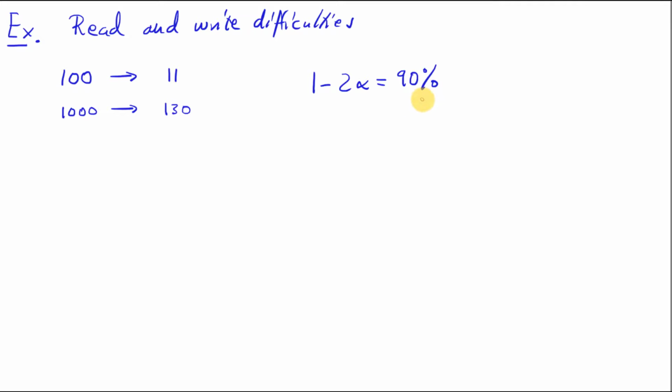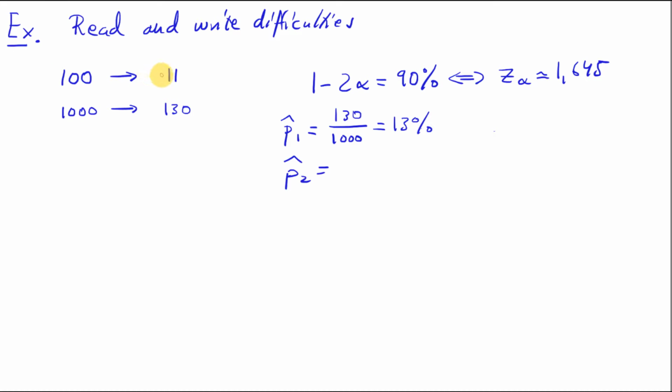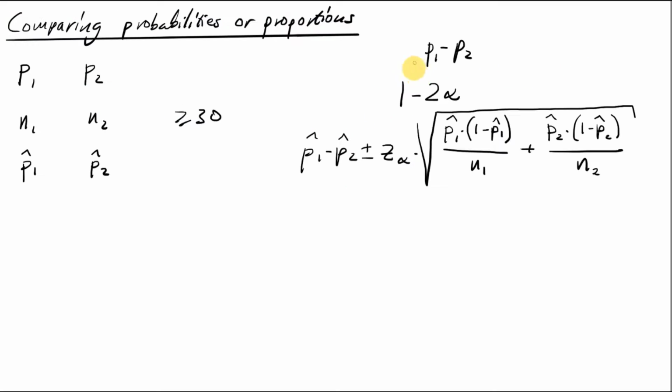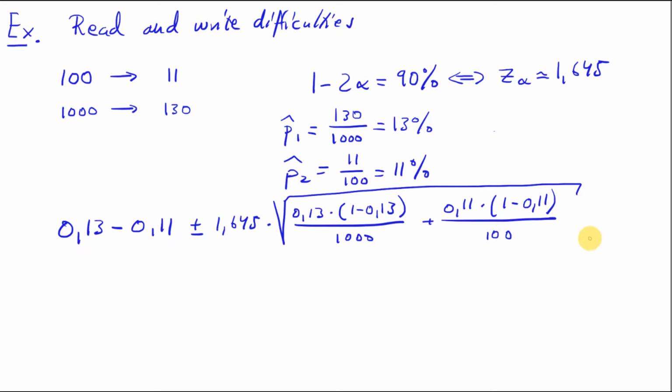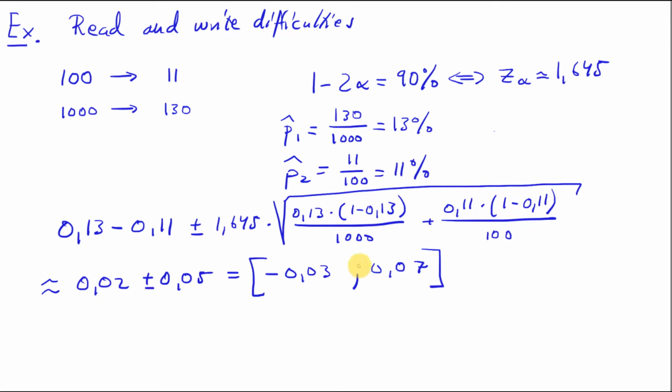Then we're looking for a confidence interval with 90% probability, which gives a t alpha, or z alpha, of 1.645 according to the table. If this is group 1, then this is the estimated proportion of pupils having difficulties in that group, equal to 13%. And for group 2, that is those using the method, 11% had difficulties after the method. Which of the groups we choose to be 1 and 2 doesn't matter. Then if we put into this confidence interval, we'll get the following.